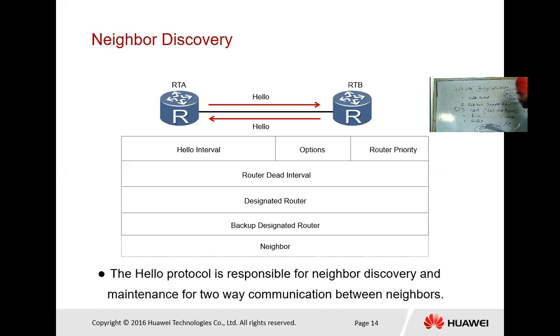Then the router dead interval, which is a timer. If a hello packet is not received within 40 seconds, that means 4 hello packets have been lost by the destination, so the dead interval is active. Next are the designated router, backup designated router, and neighbors. We already discussed all of these points.